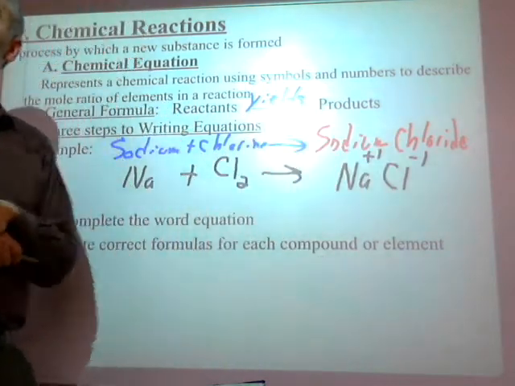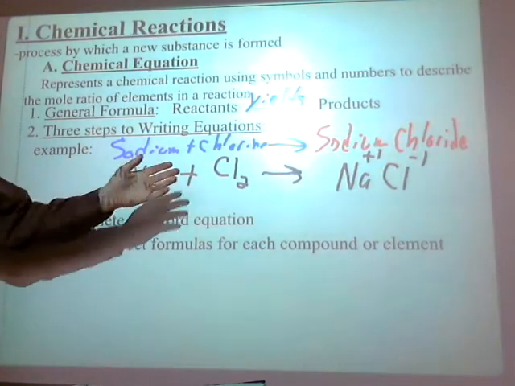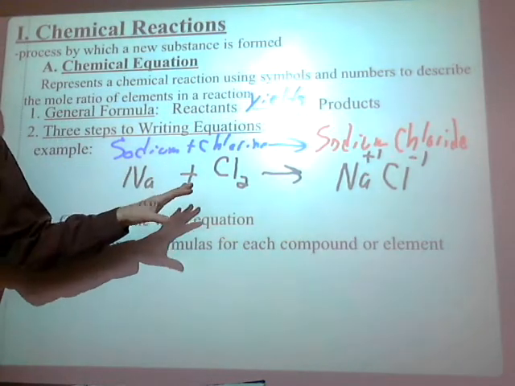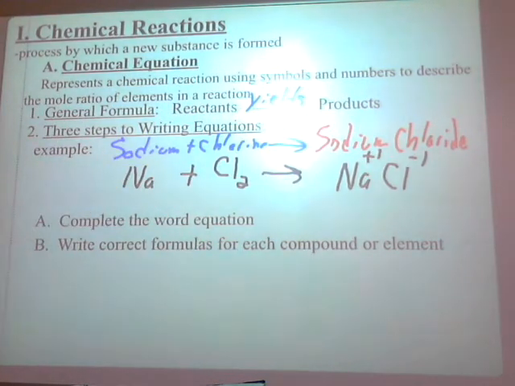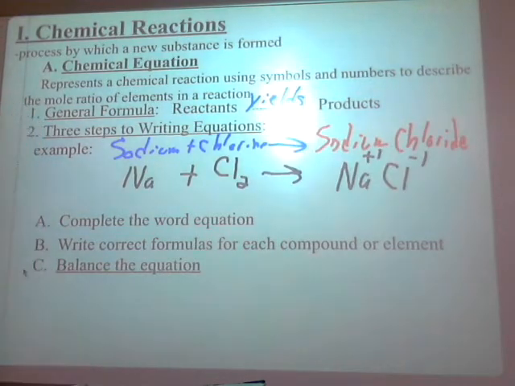The first rule I ever taught you in chemistry was the law of conservation of matter and energy. Can't create or destroy matter and energy. I just destroyed a chlorine if I leave it this way. So that's why there's a 3rd step. And what do you think that 3rd step's going to say? What do I have to do to this equation? I have to balance it, exactly. I have to balance that equation.